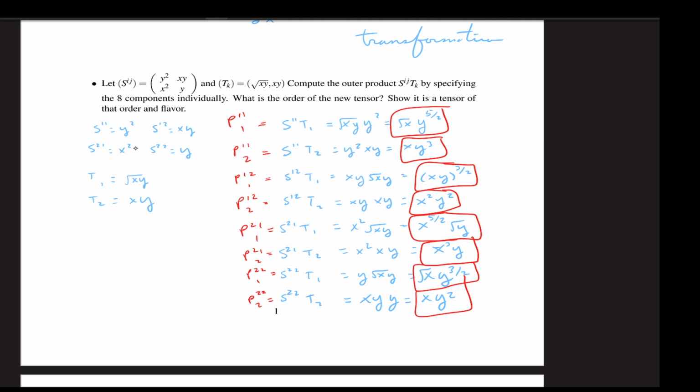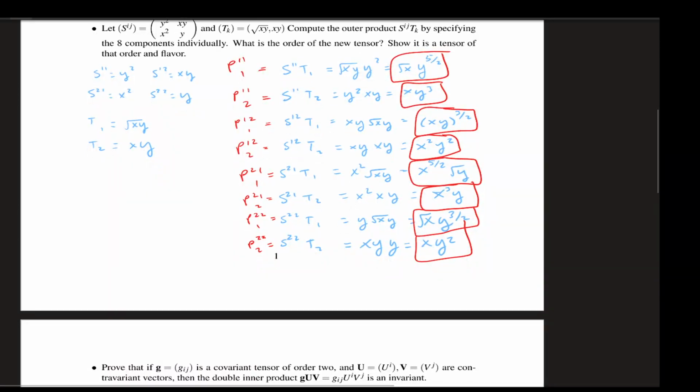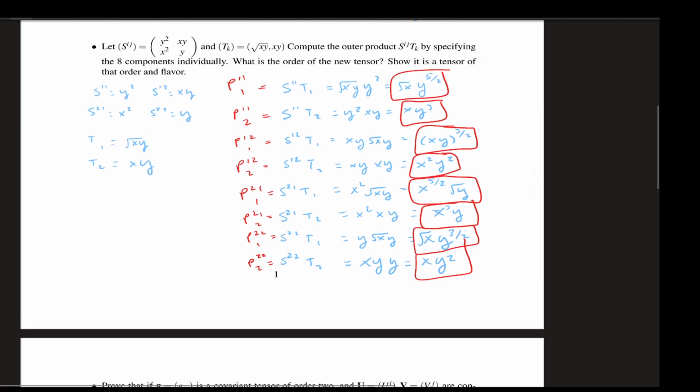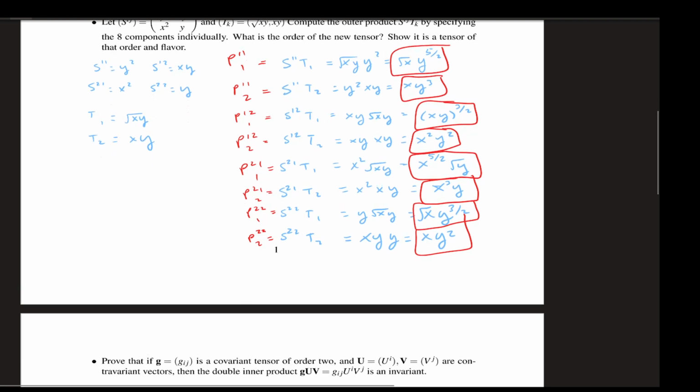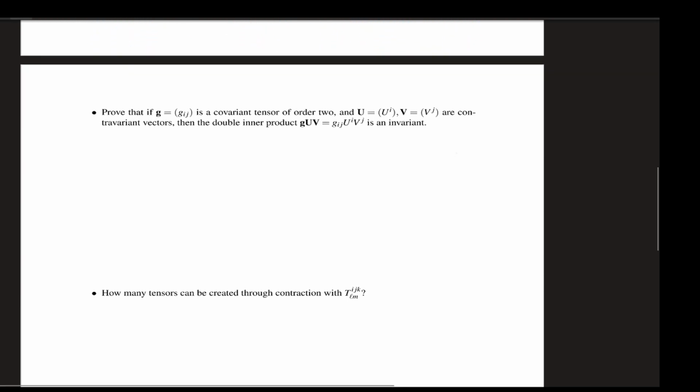So any questions so far? It's the outer product. Basically just creating a tensor of higher order by multiplying every component of the first tensor by every component of the second tensor. That creates a tensor of higher rank. In this case, it creates a rank 3 tensor, 3 indices, 2 up and 1 down.